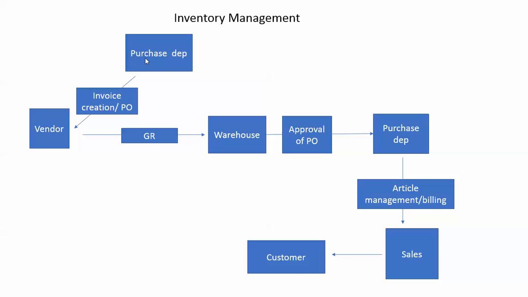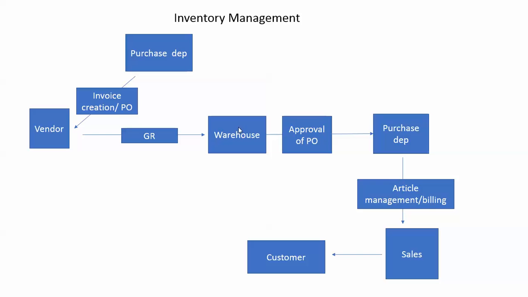First it starts with the purchase department. The purchase department has to create an order to the vendor, which is also called a purchase order. Then the vendor or supplier delivers the goods against that order to the respective warehouse of the company. Once the goods are received in the warehouse, that is called GR, or goods received.